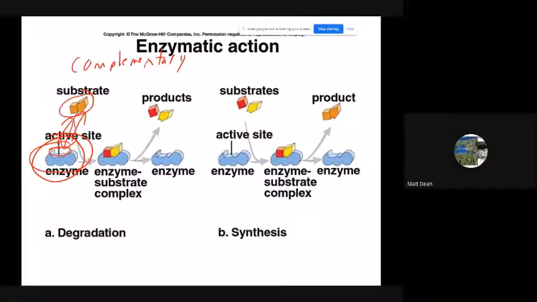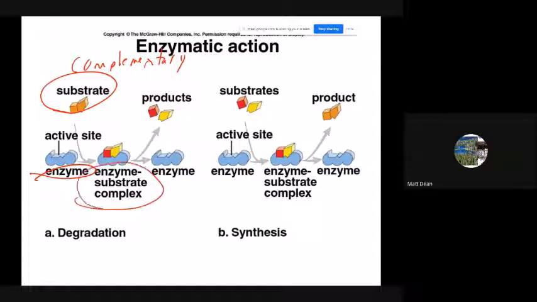So let's go back to this diagram for a second. So we start with an enzyme and a substrate. Their complementary shapes and charges allow them to bind together at the active site. When they're together, we call that the enzyme substrate complex. And this is where that enzyme is going to actually catalyze the reaction. Maybe it pulls those products apart, like you see here. Maybe it changes shape a little bit and pushes two different reactants together.